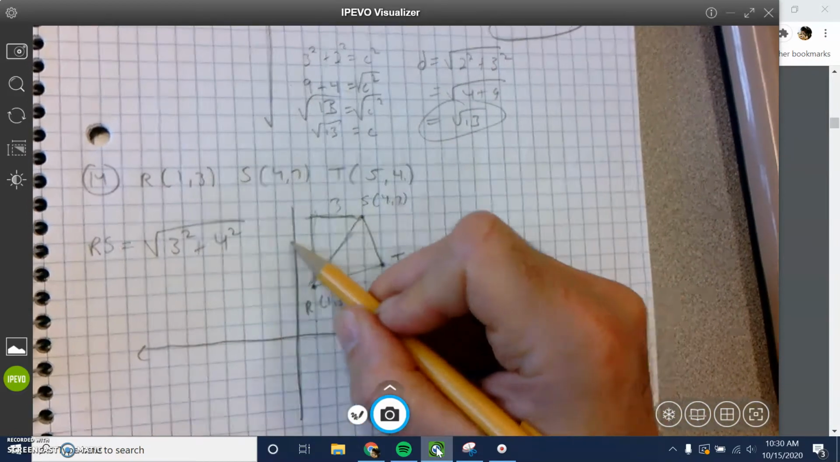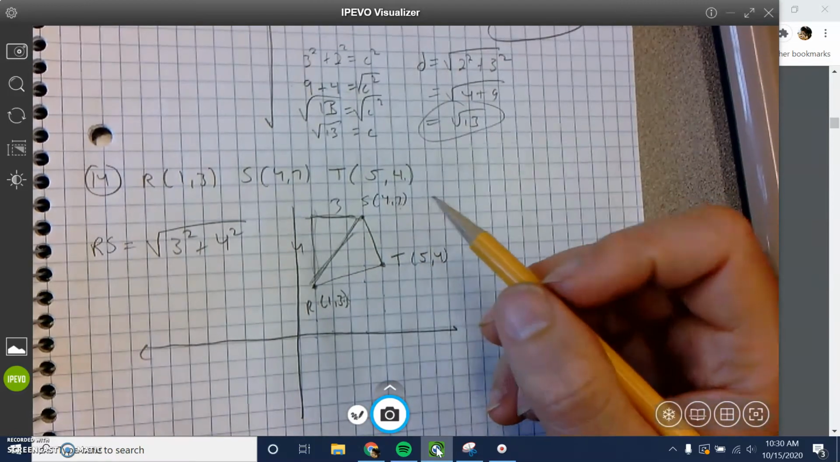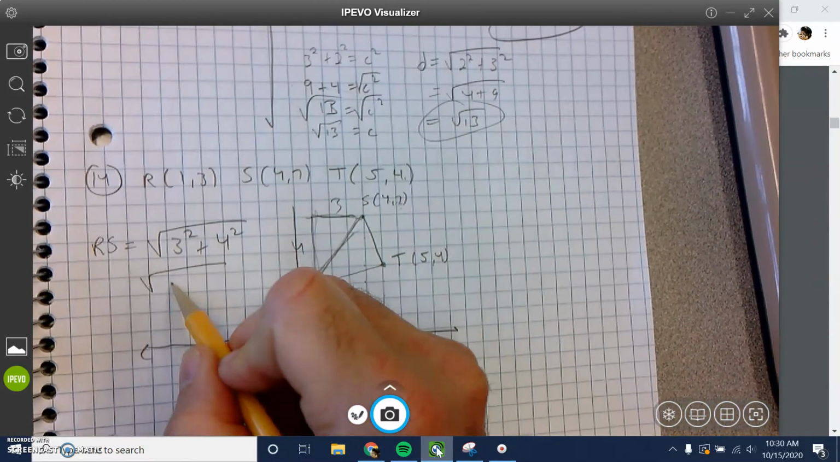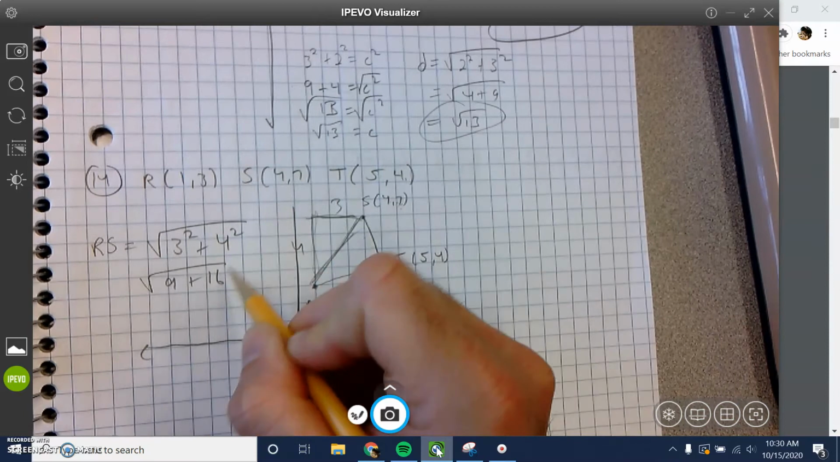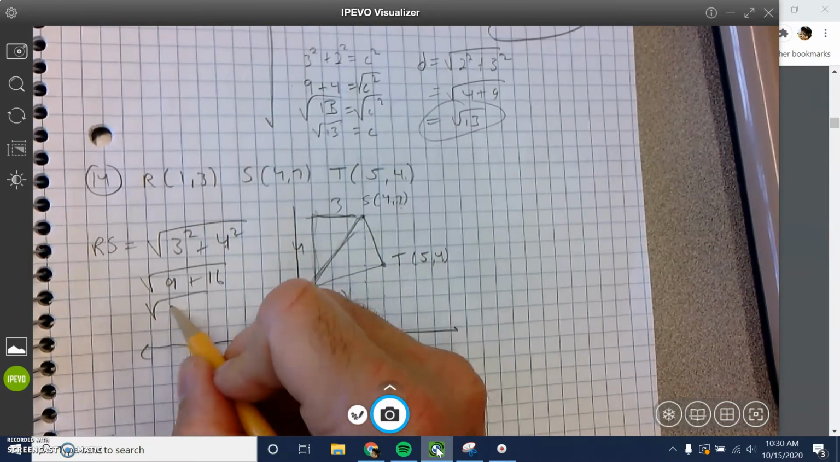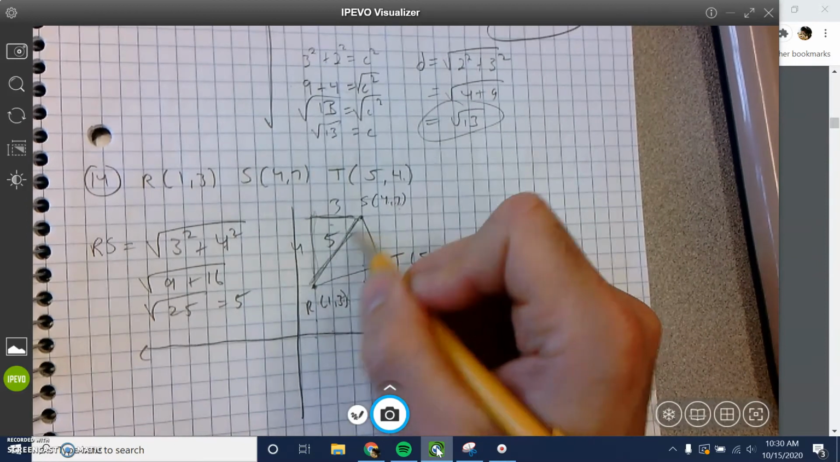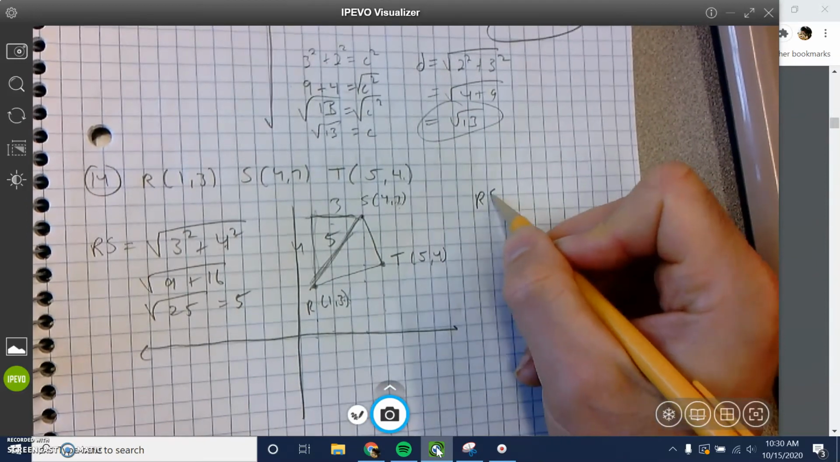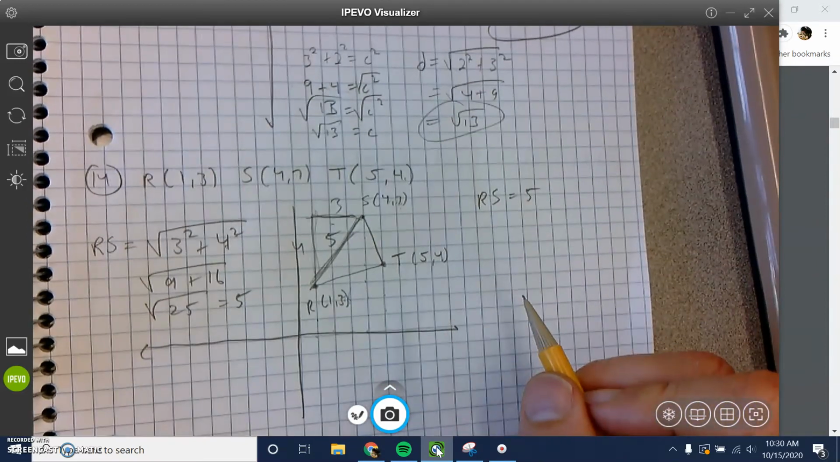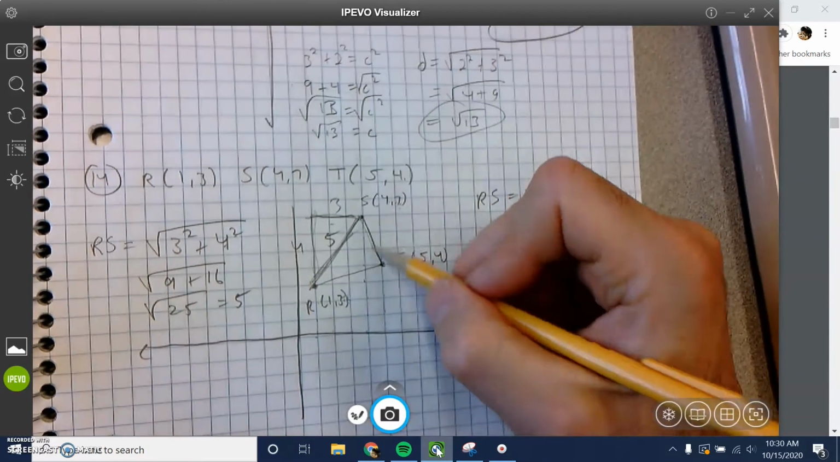Which is the same thing as this, 3 and 4. We're finding this hypotenuse. So that's 9 plus 16. 4 times 4 is 16. Square root of 25, which is 5 spaces. So this is 5 right here. So RS equals 5. Okay, next, let's do S to T.